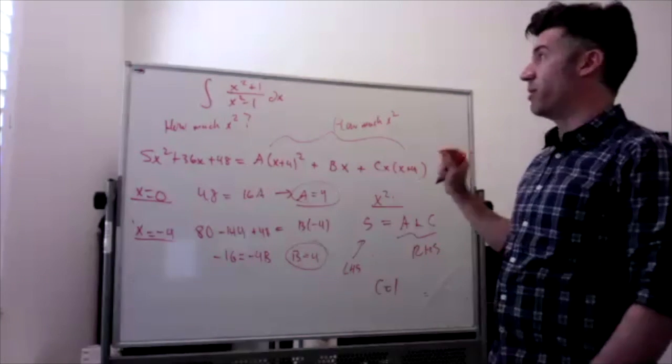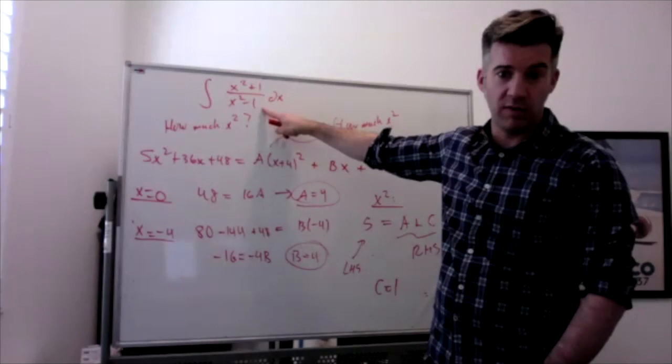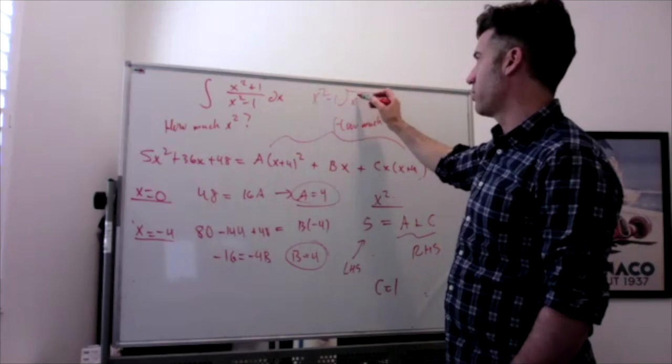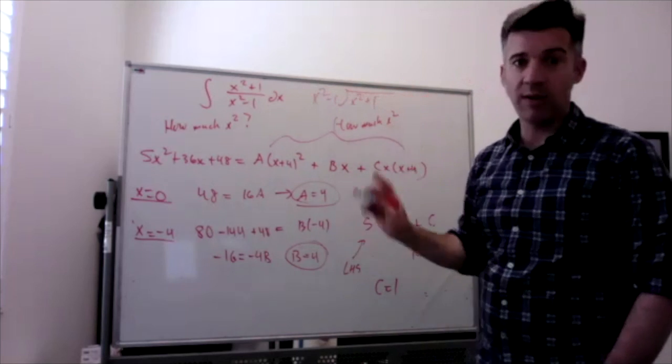We'll talk, but for this problem, you would want to do the polynomial division, which would be like x squared minus 1 into x squared plus 1. Anyway, we'll talk more about this on Thursday.